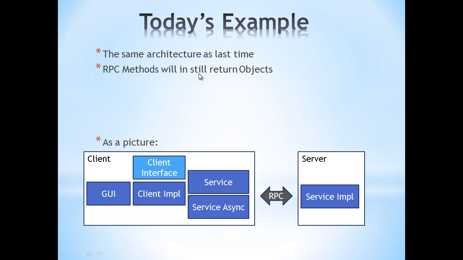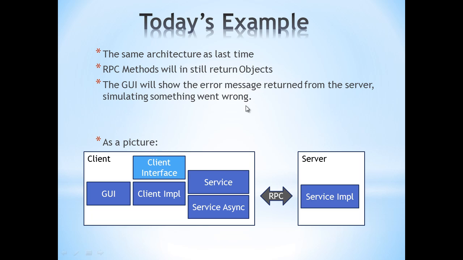My RPC methods will still return objects, and the GUI will show an error message returned from the server, simulating that something went wrong. So that's basically the new part. Say something goes wrong on your server side, which could be anything. An error message is returned, and that one is displayed on whatever page or widget is open at that point.